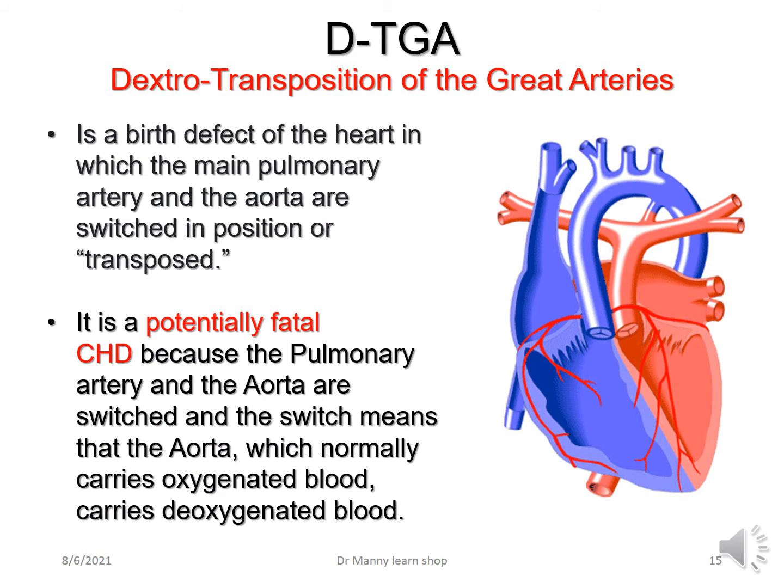Dextro-Transposition of the great arteries, or D-TGA, is a birth defect of the heart in which the main pulmonary artery and the aorta are switched in position or transposed. Now this is potentially fatal as a congenital heart defect because the pulmonary artery and the aorta are switched. They have different roles. And the switch means that now the aorta, which normally carries oxygenated blood to the systemic circulation, is now carrying deoxygenated blood. And the pulmonary artery, which normally carries deoxygenated blood, is carrying oxygenated blood to the lungs.